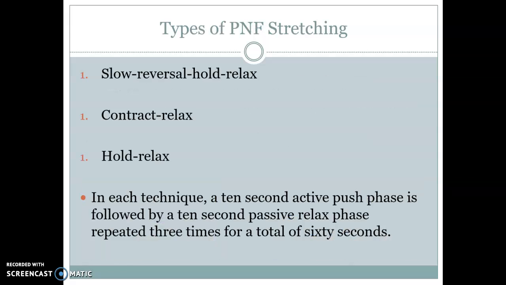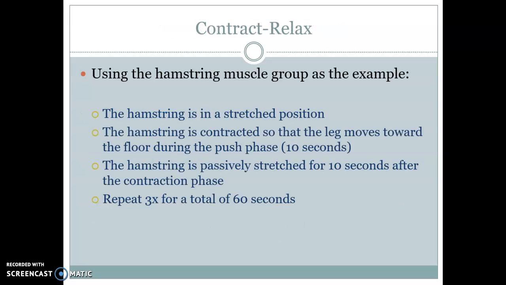There are lots of different types of PNF stretching. We're not going to go over all of them in this class, but we will learn one kind. We have the slow reversal hold relax, the contract relax, and the hold relax technique. But with all of these techniques, there's going to be a 10-second active push phase of a muscle, followed by a 10-second passive relaxation phase while we're stretching the muscle, and that's usually repeated 3 times for a total of 60 seconds. So we will use the hamstring muscle group as an example of the contract relax form of PNF.